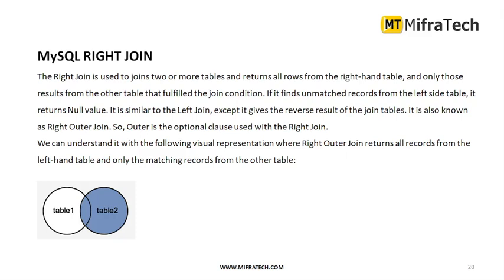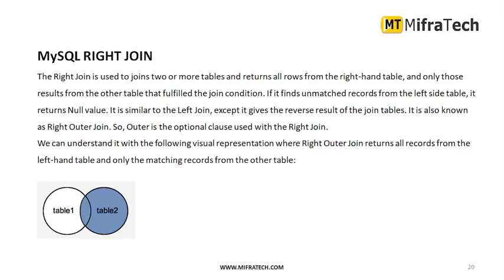MySQL right join. The right join is used to join two or more tables and returns all of the rows from the right hand table. Similar to the left join, here in the right join, the second table will display all the similar outputs with the first table. If it finds unmatched records from the left side table, it returns a null value. It is similar to the left join except it gives the reverse results of the joined tables. It is also known as the right outer join.